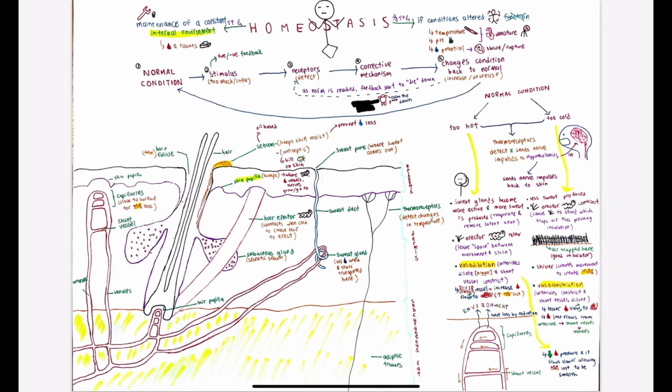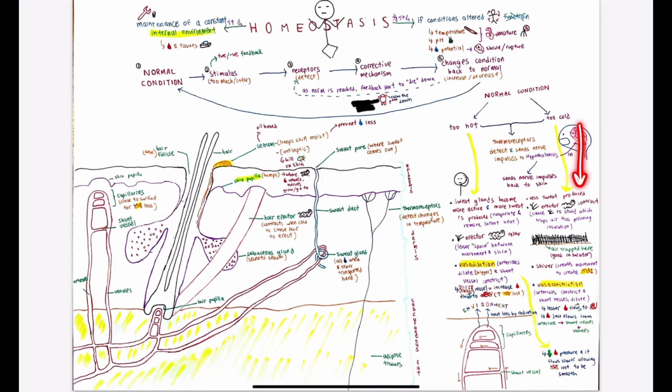And lastly, vasodilation occurs, where arterioles dilate while shunt vessels constrict. This causes an increase in blood flow to the capillaries closer to the skin surface, allowing for greater heat loss to the surroundings. The dilation also decreases blood pressure and hence flow, allowing for a more effective transfer of heat from the blood to the environment.